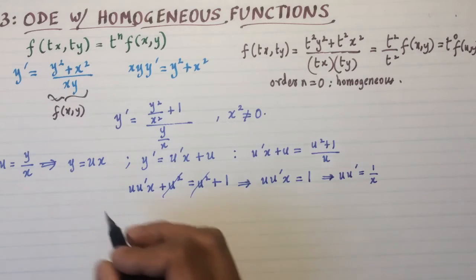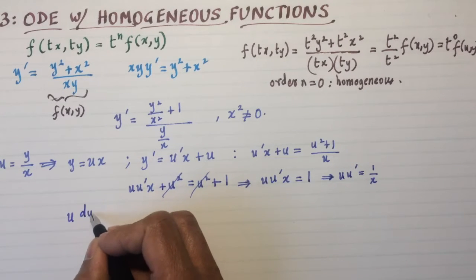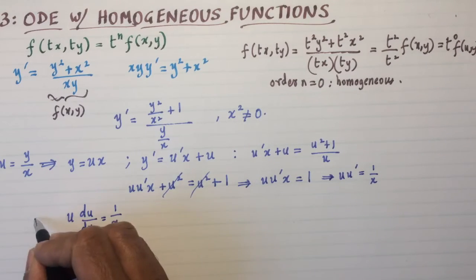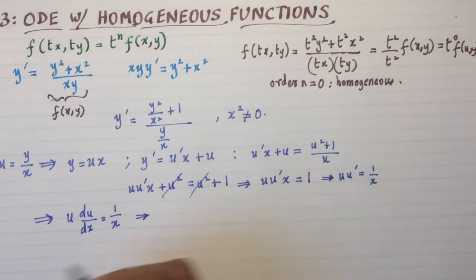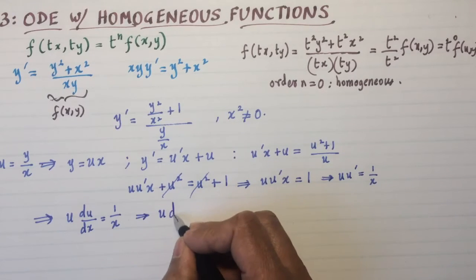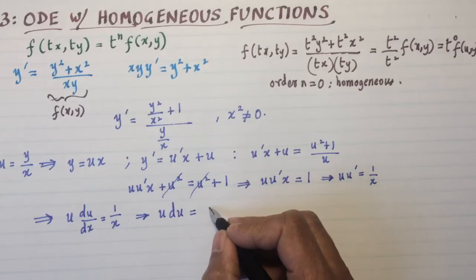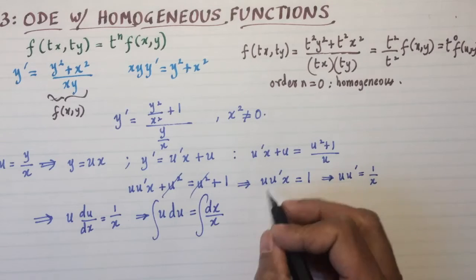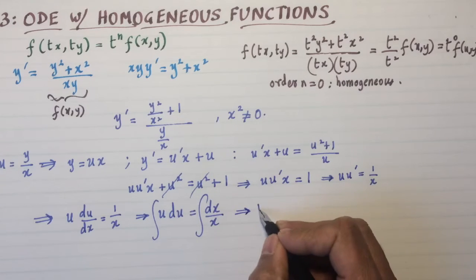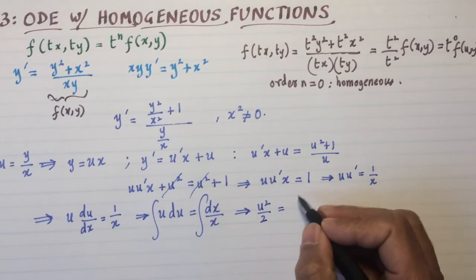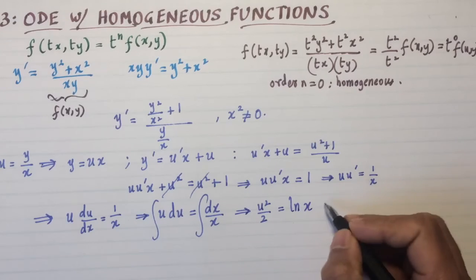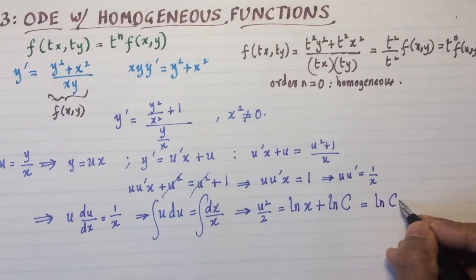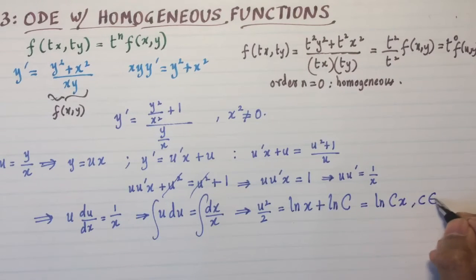u prime is du by dx, so I can write that as u du by dx equals 1 over x. Now I do what's called separating the variables, moving all the x terms to one side and all the u terms to the other side. u terms are already on this side, so I won't do anything there. And that gives me dx over x. And now I integrate both sides. If I integrate both sides, this is going to be u squared over 2, and that's going to be natural log of x plus some constant, which I'm going to write as natural log of c, because then I can write this as natural log of cx, where c is some real constant.